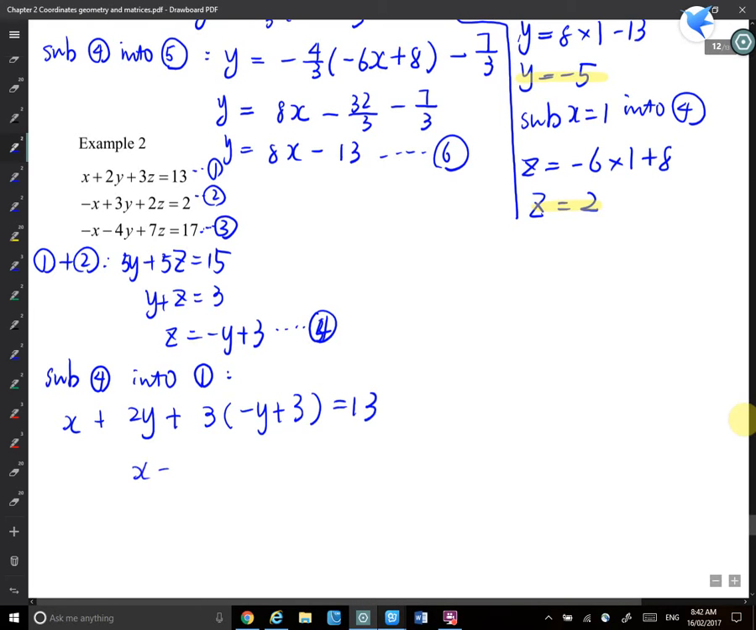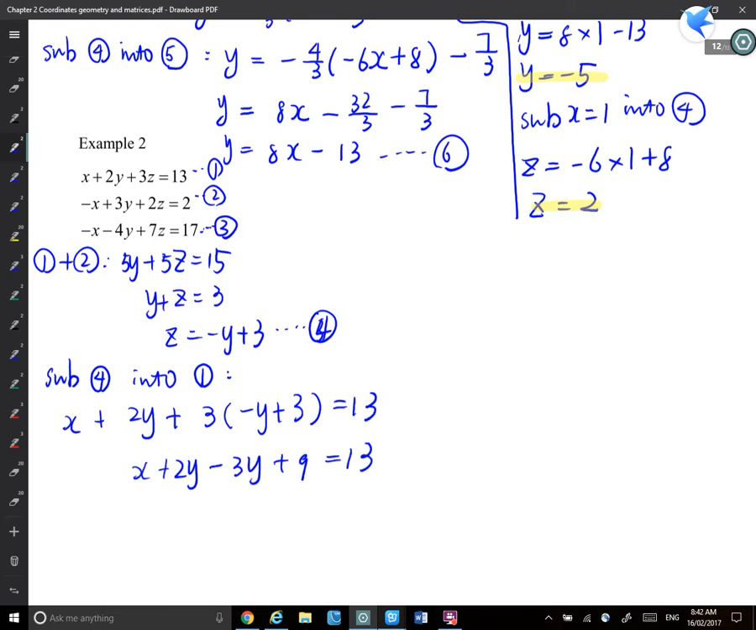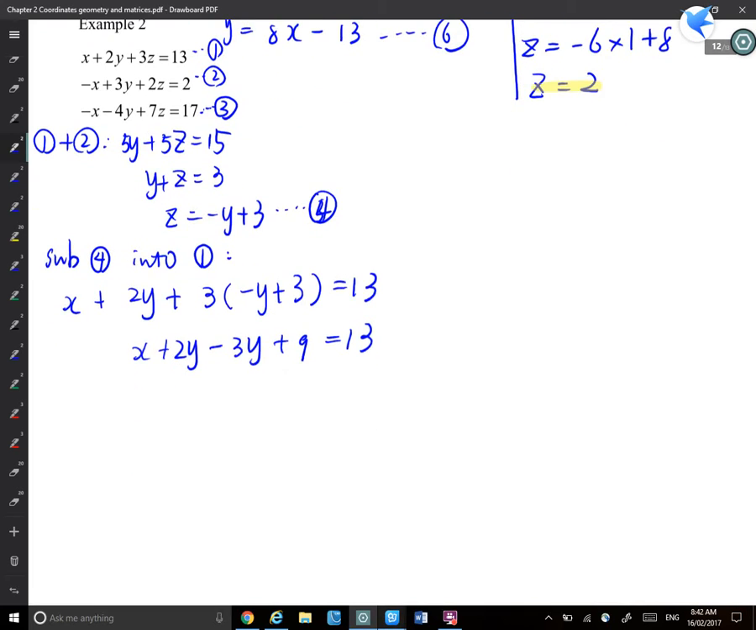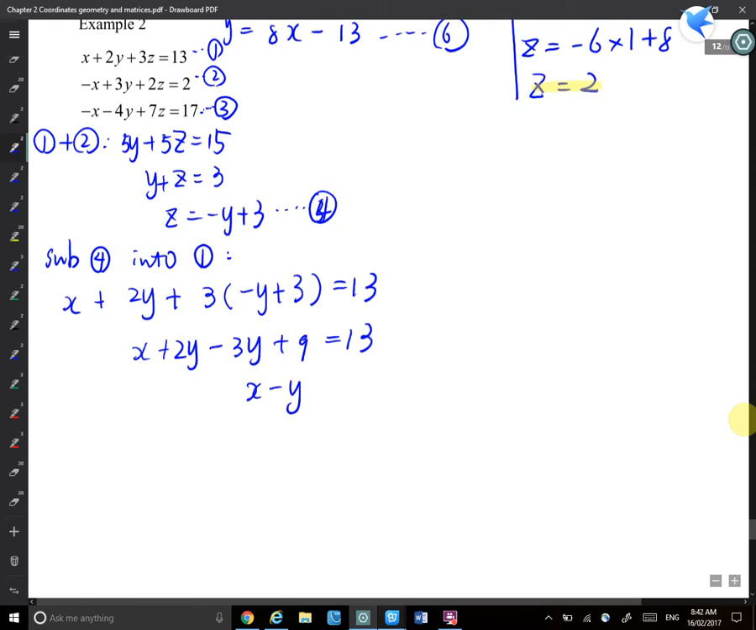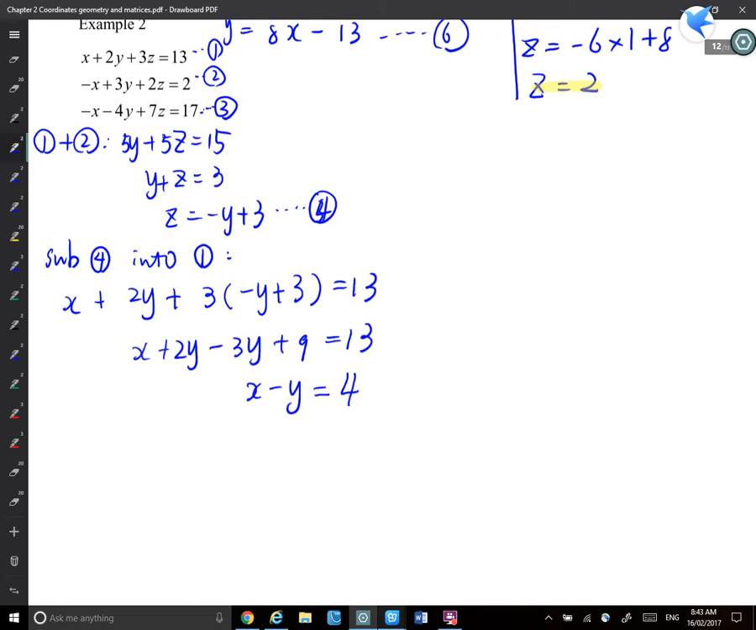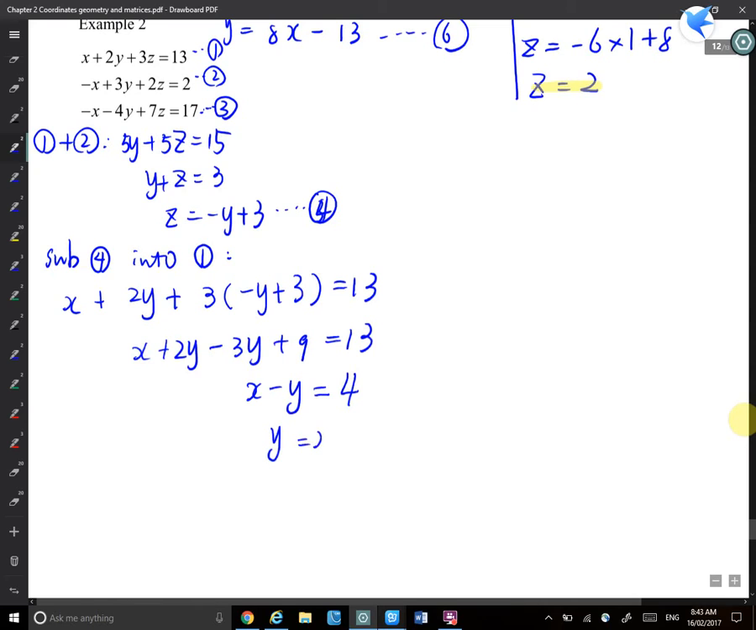And we have x plus 2y minus 3y plus 9 equals 13. So we have x minus y equals minus 9, that's 4. Okay, x minus y equals 4, and y equals x minus 4. Right, y equals x minus 4. That's equation number 5.